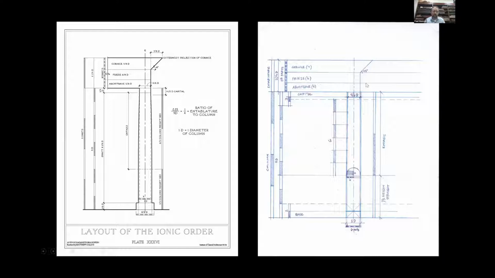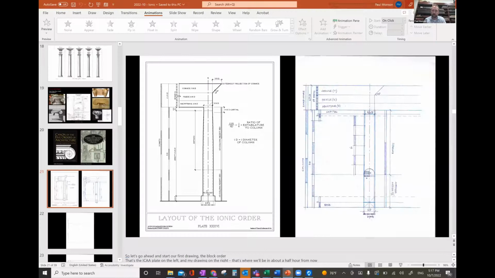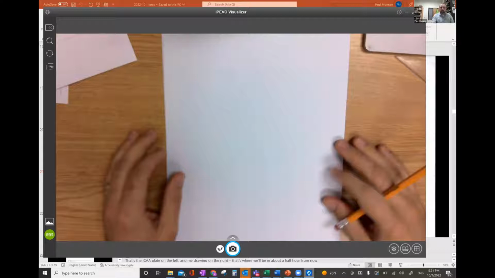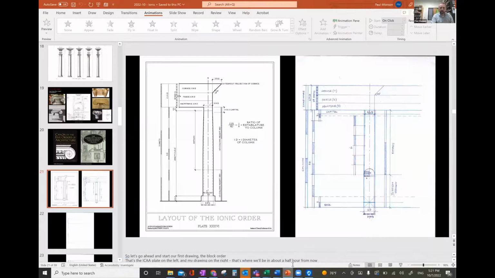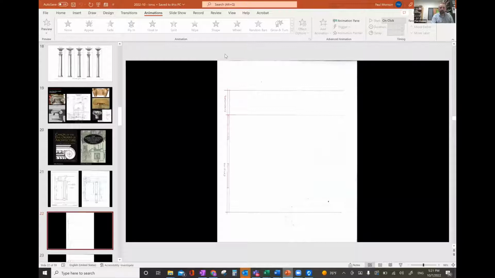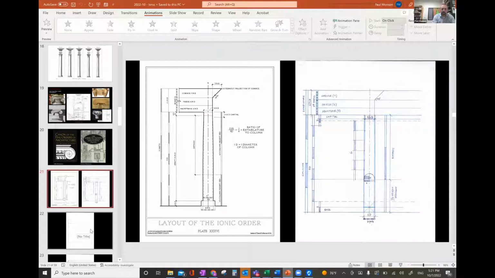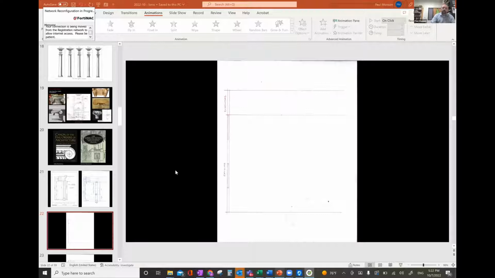Okay, so I'm going to switch over to my other camera here. So for our drawing here, I'm going to jump back and forth between my PowerPoint and the overhead camera. This is the first step that we're going to do on our way to this drawing here. The first thing that we need to do is divide the whole height into five parts.